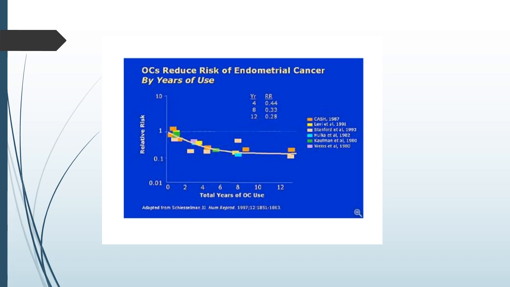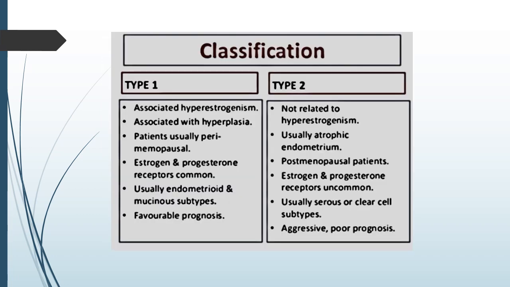This is a chart showing OCP use and relative reduced risk of endometrial cancer by years of use. There are two types of endometrial cancers, type 1 and type 2. Type 1 endometrial cancers are usually endometrioid endometrial cancers and also mucinous subtypes. They have a favorable prognosis, and usually this type of cancer arises from a hyperplastic endometrial background.